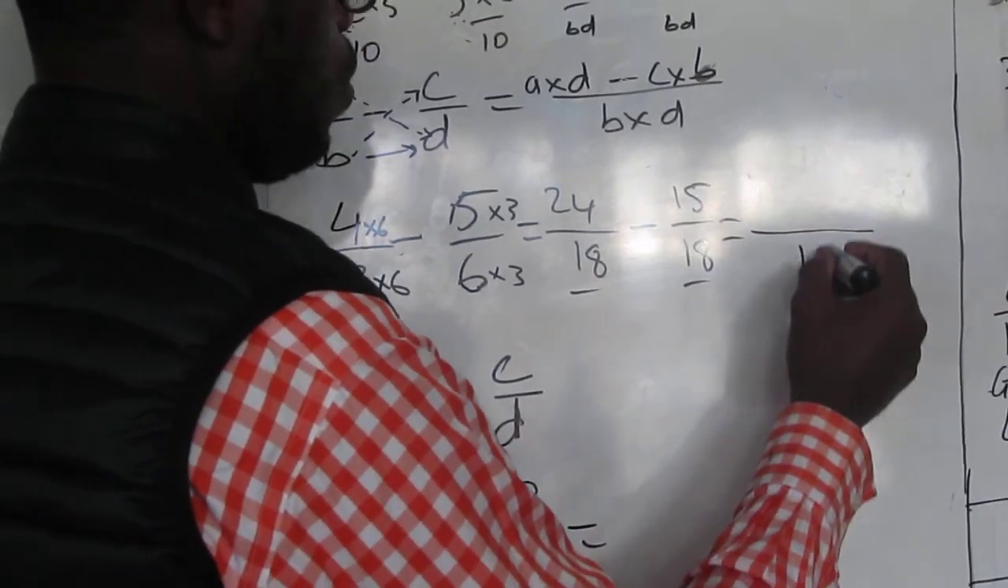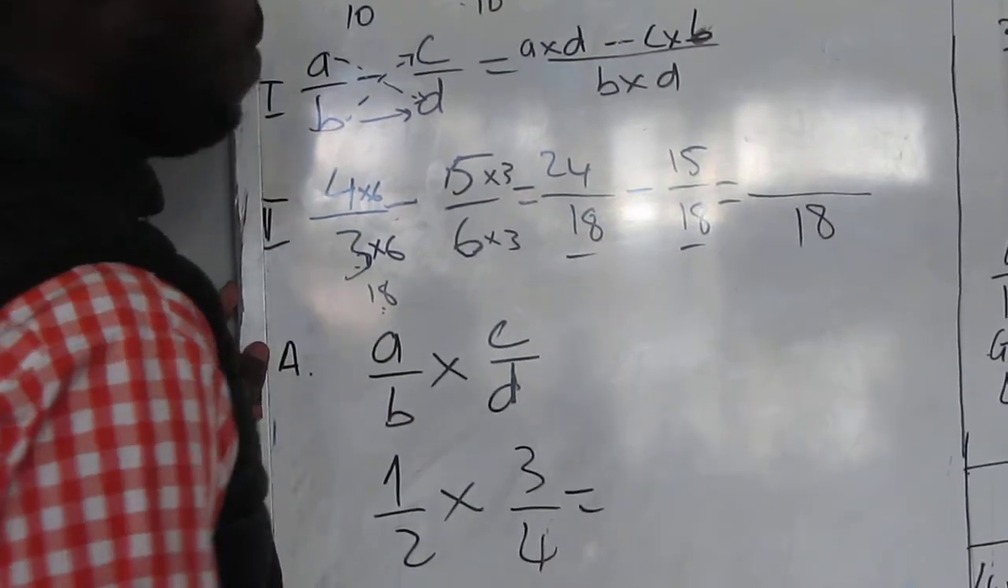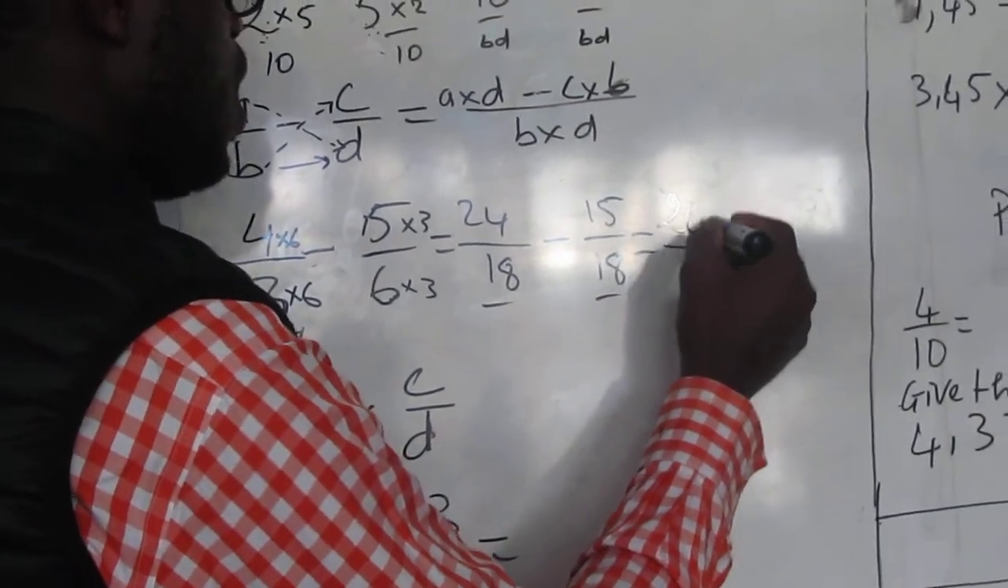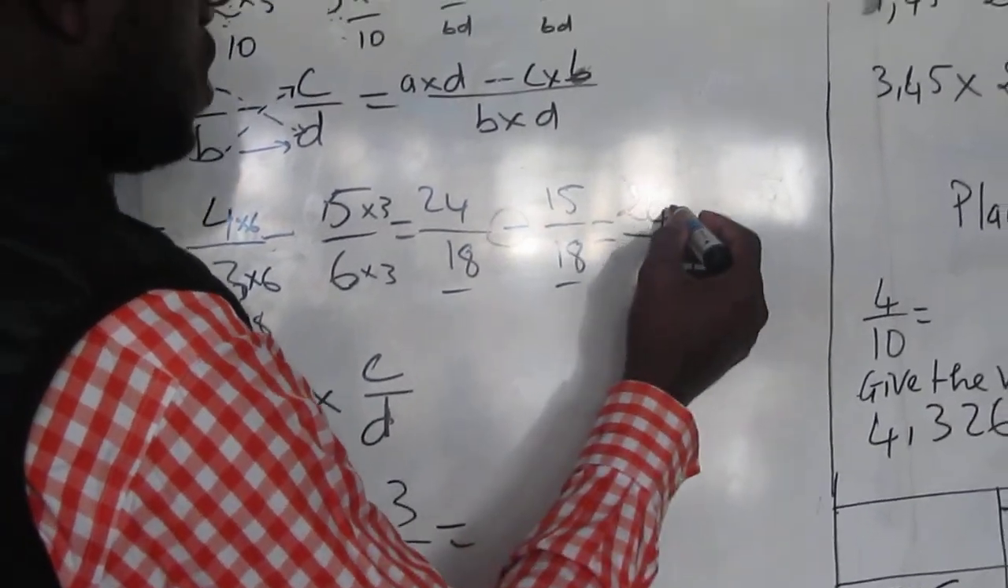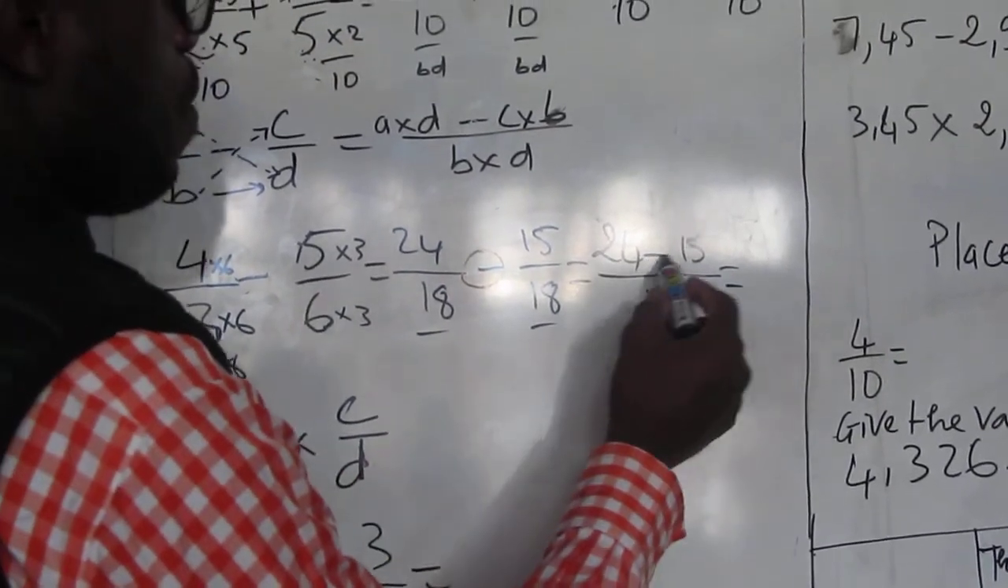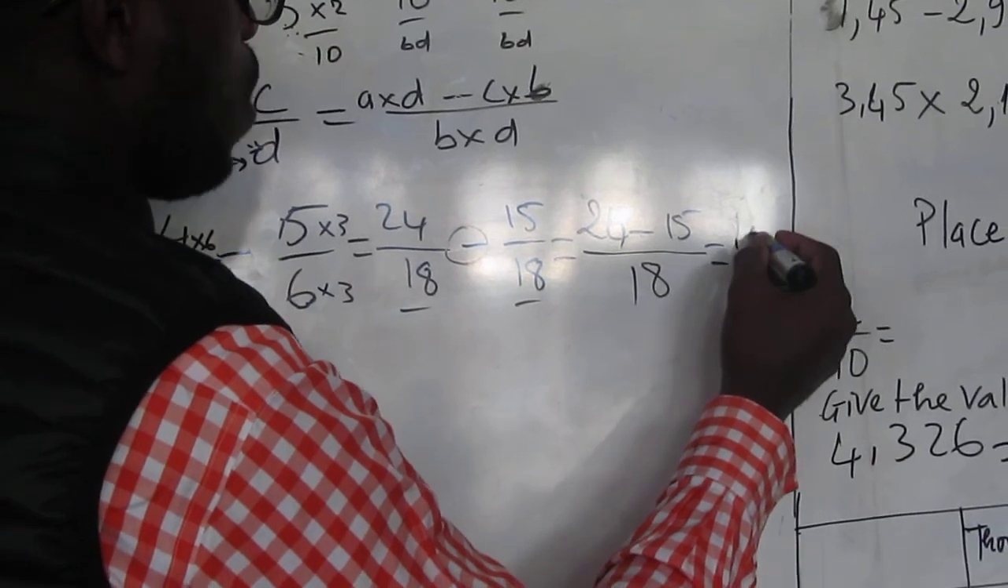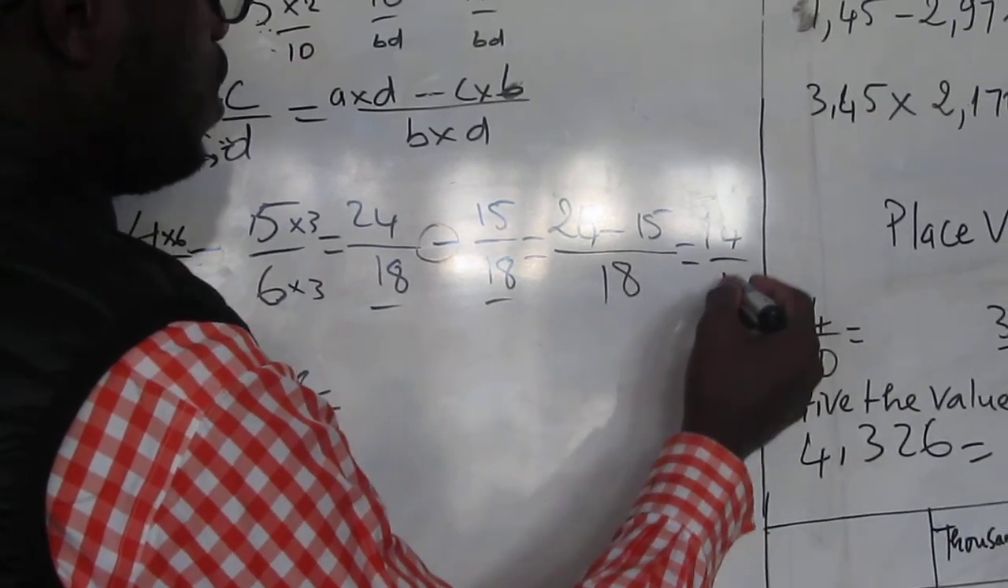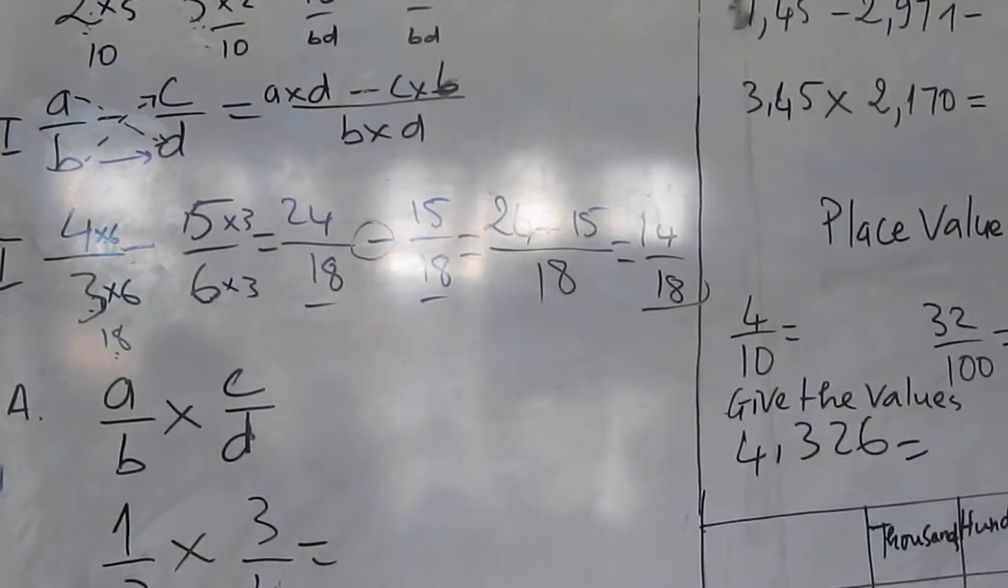You keep the denominator as the denominator is common, and you just add, or as here it's subtraction, you just subtract our numerators. So this one, 24 minus 15 equal to what? 14 over 18. The same thing that we got.